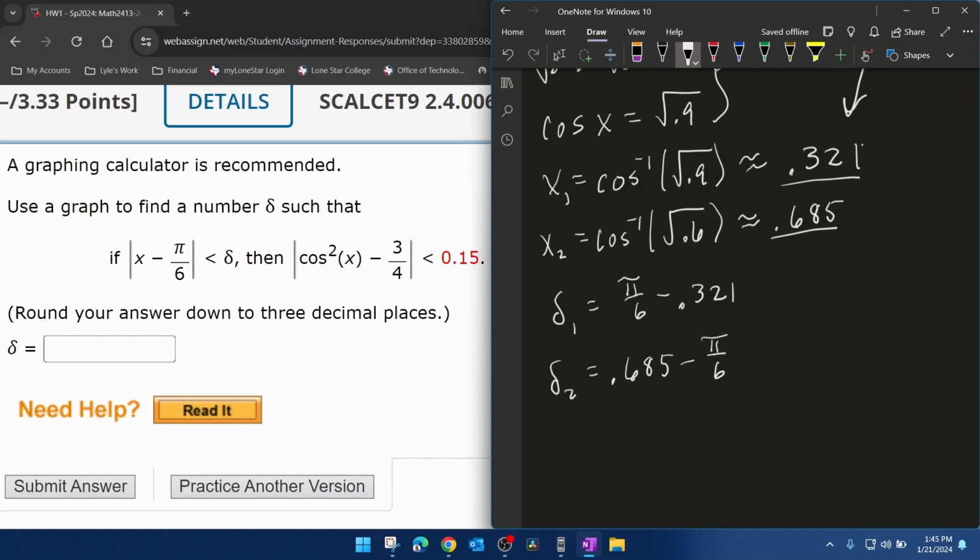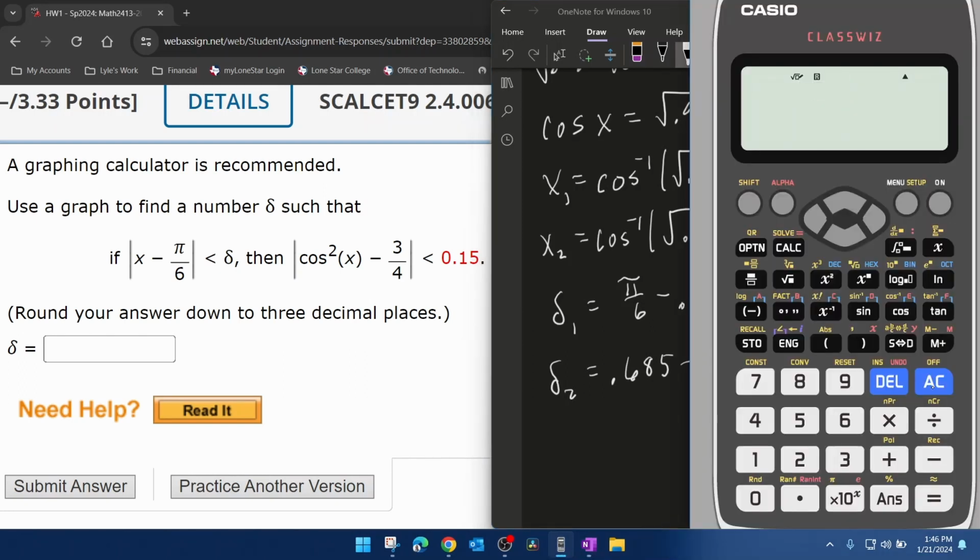If you're wondering why I'm doing that reversed the second time, it's because if this is the smaller x, it's going to be below pi over 6, so I would need to subtract in this order to get a positive number. And then the 0.685 would be the larger x, which would actually be to the right of pi over 6. And so I would need to subtract in this order to get a positive answer.